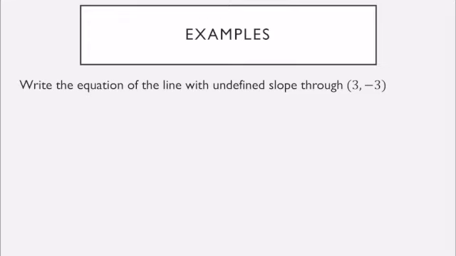What would the equation of a line with undefined slope through the point when x is 3, y is negative 3 be? Well, what does the equation look like when it has undefined slope? When it has undefined slope, it's a vertical line. So you know it's going to be the line x equals something, right? It's the equation for a vertical line. Well, what's x equal at this point? Well, this would be the line x equals 3.